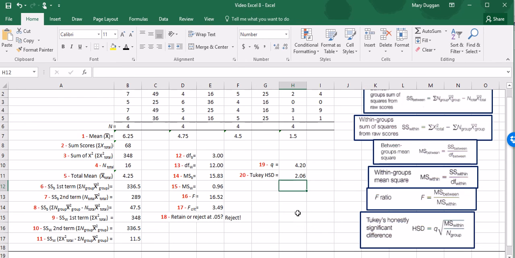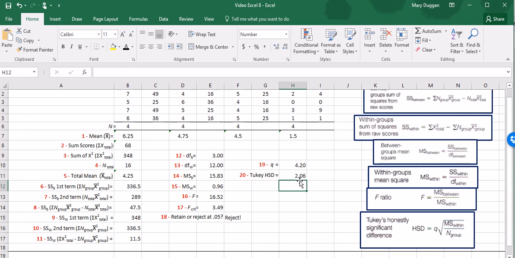I will also mention that if you did have groups that had unequal Ns, that would be problematic with this number right here. So there's something you would calculate called a harmonic mean. And to keep us all in harmony, we're not going to go into that right now. But that's why we were able to use 4 right here, because all of the groups had 4. So that seemed to work out just fine. Tukey HSD for us is 2.06.